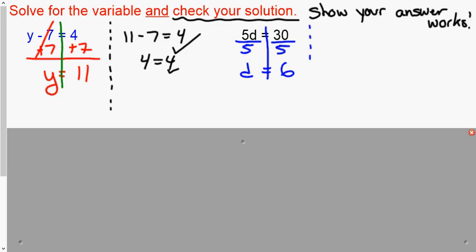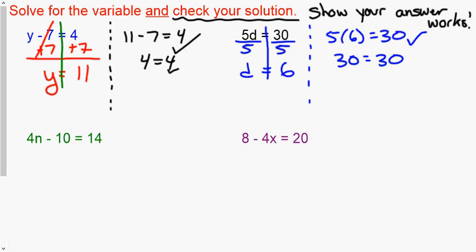And again, show our checking. Is 5 times 6 equal to 30? Yes. And again, if you wanted to go all the way, you'd say 30 equals 30. But that is showing the checking your solution part.